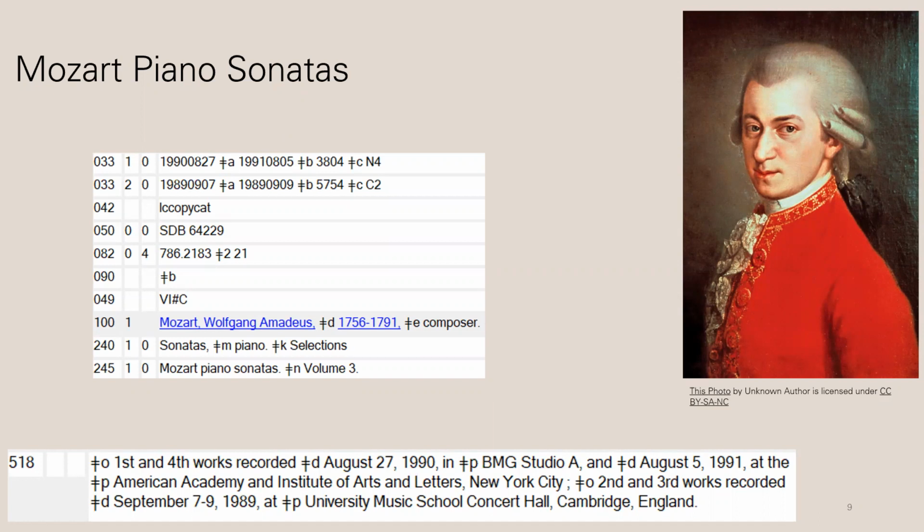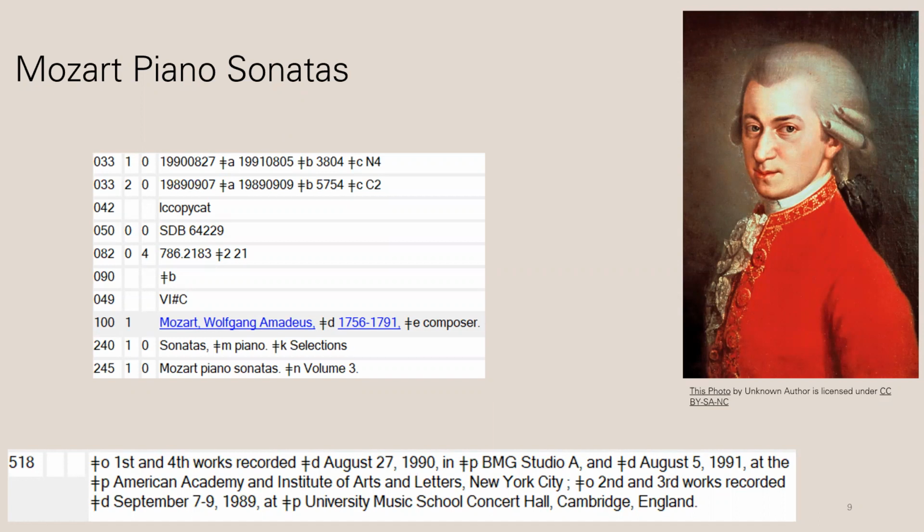Notice that the 518 field is formatted. Whenever a 518 field includes a subfield O, it is always the first subfield, except if there is a subfield 3. Subfield O is for other event information, which is where first and fourth works recorded is stated. In subfield D, date of event, August 27th, 1990 in is found. In subfield P, place of event, BMG Studio A and is found.